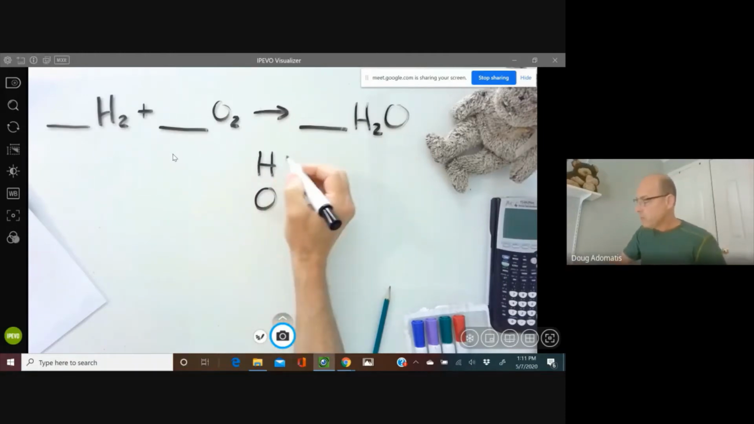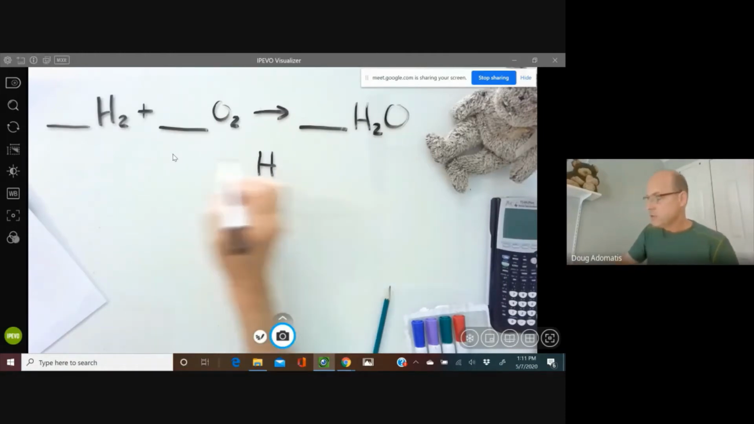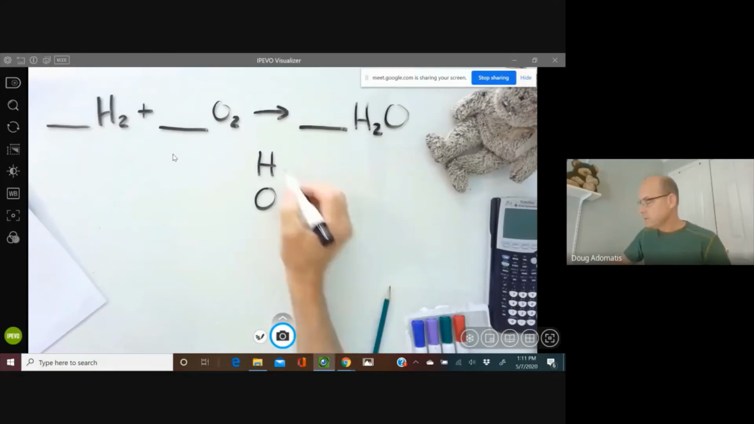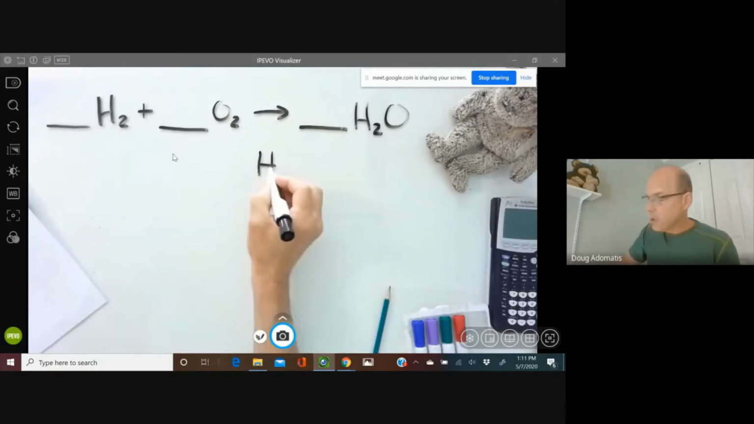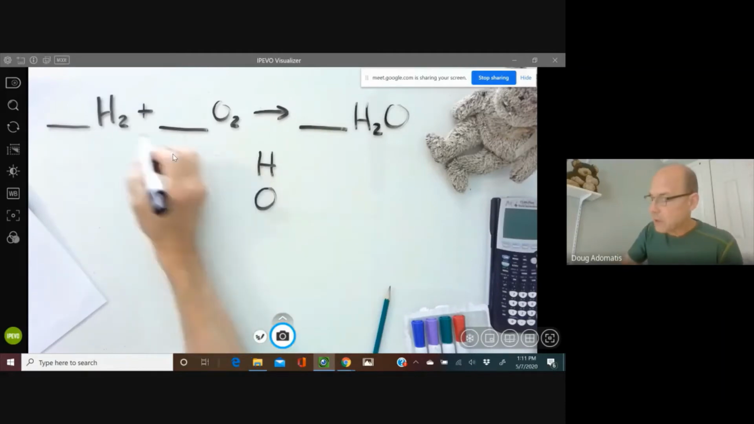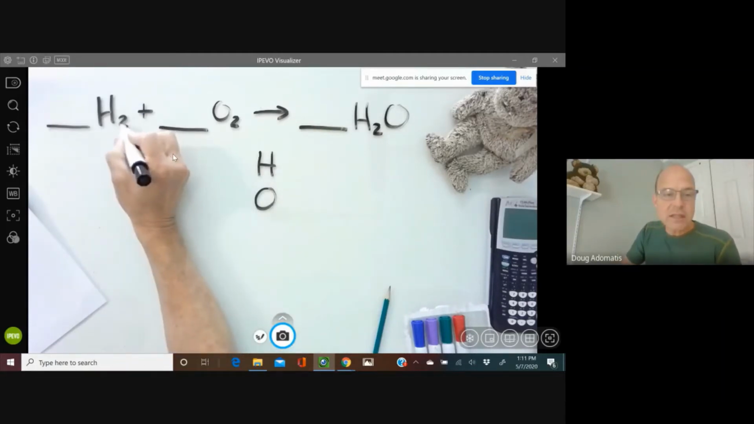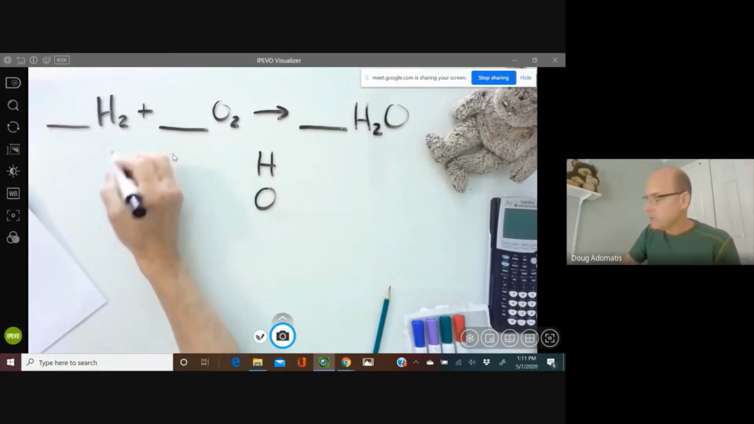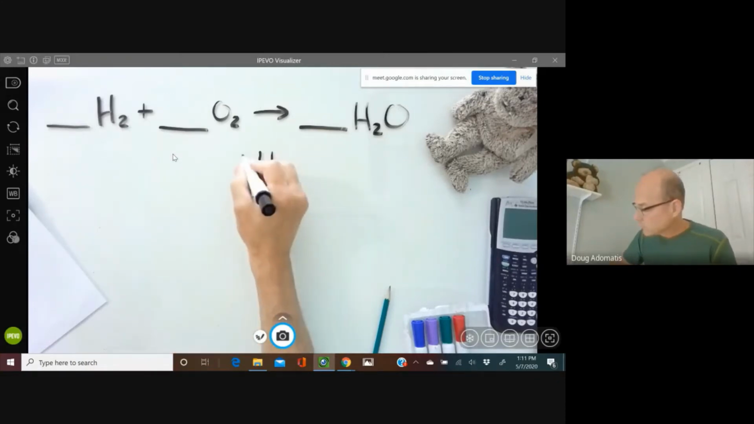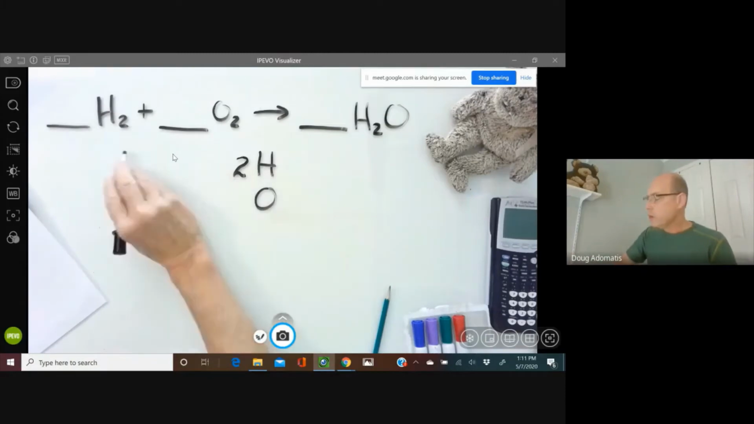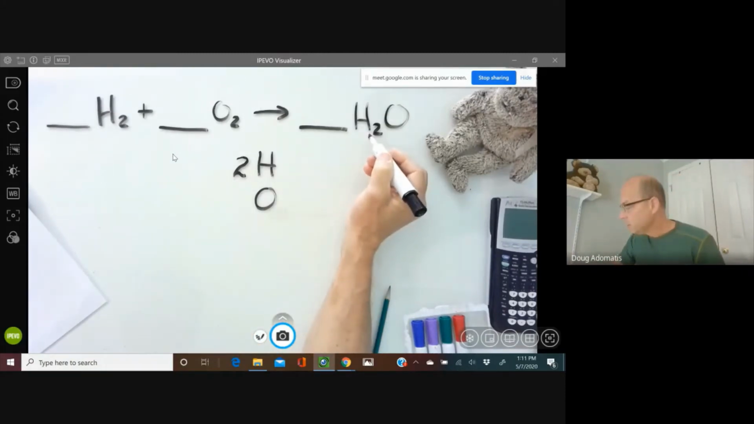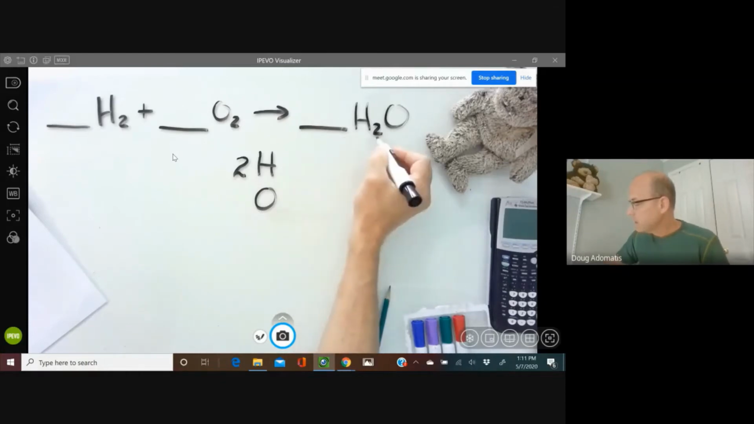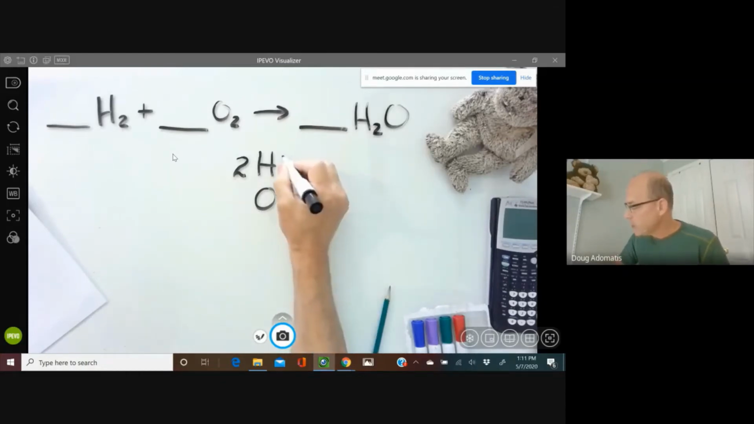So now that we've listed all the elements, it's hydrogen and oxygen on this side, hydrogen and oxygen on this side, hydrogen and oxygen. So what we're going to do is count the number of atoms. The subscript tells us that there are 2 hydrogen atoms in this term, so I'm going to write a 2 right here. Now I'm going to go to the other side and ask, how many hydrogen atoms are on this side? Again, the subscript tells us that there are 2.